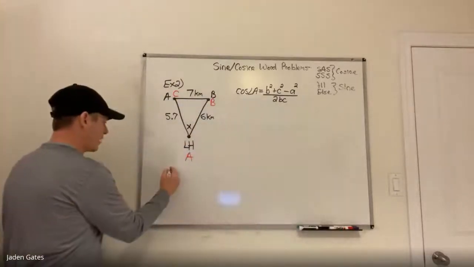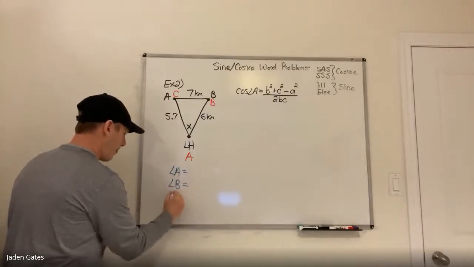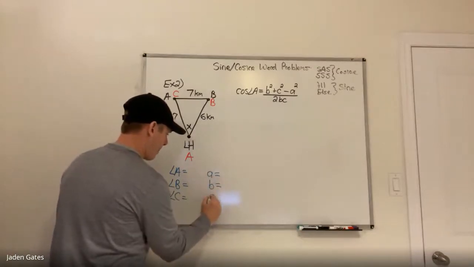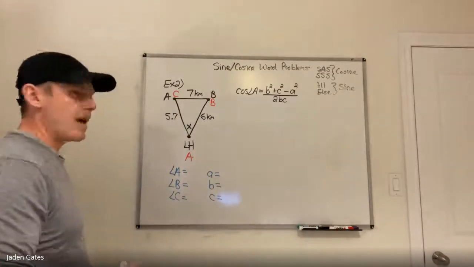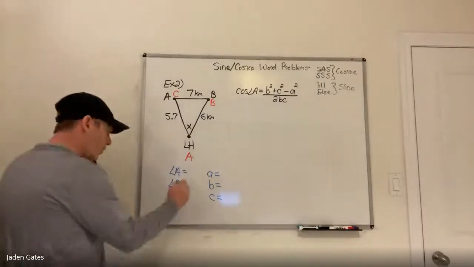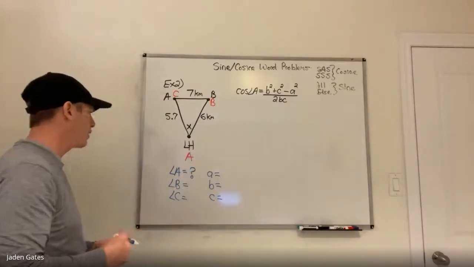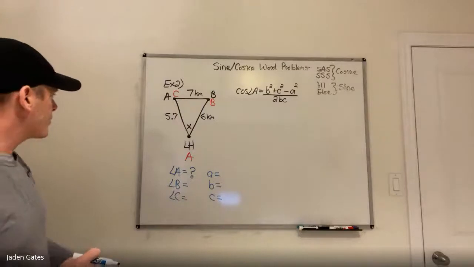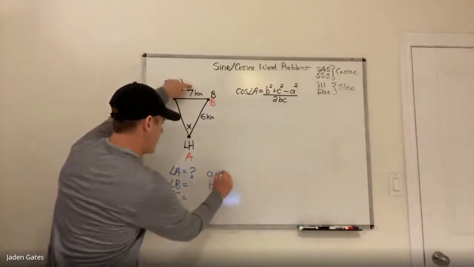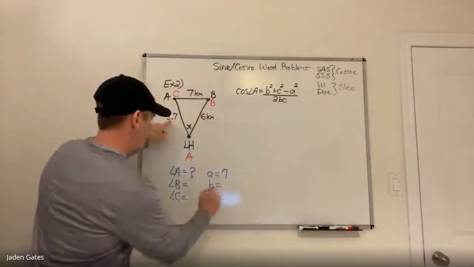My given information here: you got 3 angles in a triangle, and you got 3 sides. This is again from my red letters. Angle A, that's what I'm looking for here. I'm just going to put a question mark there. I'm trying to find angle A. Now the sides from my red letters. Across from angle A, that's side A, that's a 7. Across from angle B here, that's my 5.7.